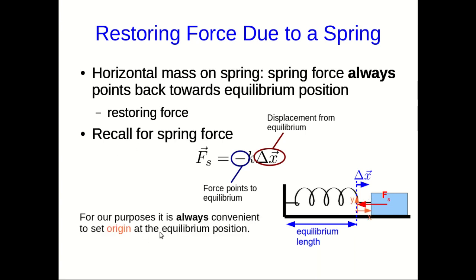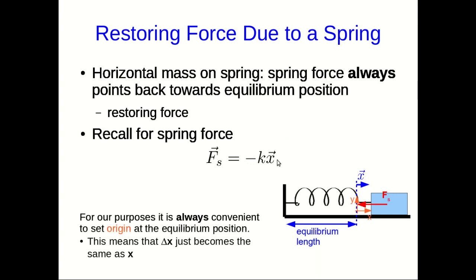Now, for our purposes, thinking about harmonic oscillators, it's always going to be convenient to set our origin, our axes, at the equilibrium position. And that leads to a nice little simplification, because with the axes there, now the displacement from equilibrium is just the same thing as the position. So instead of delta x, we can just write x.